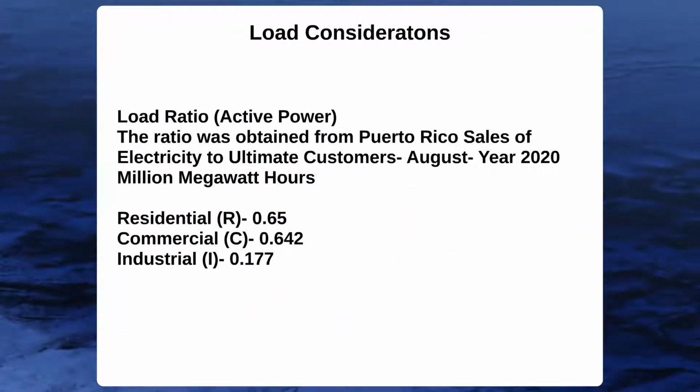A load has a combination of both active and reactive power. In this case, we'll be calculating the active power, and to find out how much active power will be distributed to each load center, we'll use the concept of ratios. These ratios were obtained from Puerto Rico's monthly sales, and for the residential load, it was 0.65, while the commercial was 0.642, and the industrial was 0.177.